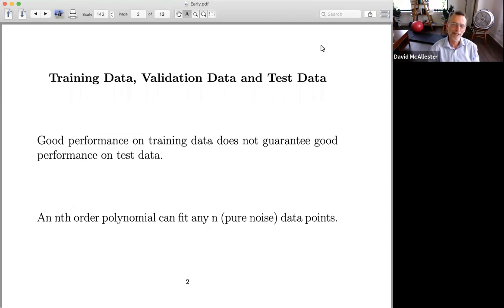These are very standard concepts from machine learning. Good performance on training data does not necessarily guarantee good performance on test data. And when I was in high school, I was exposed to the fact that an nth order polynomial can fit n training points exactly.